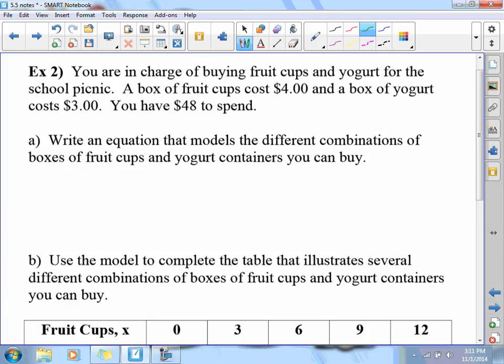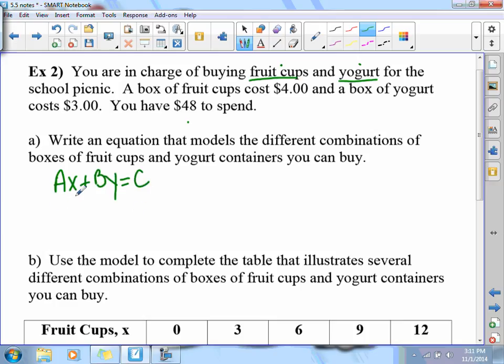Now, what you want to pay attention to is when you're reading these types of problems, you definitely have two separate items. You have fruit cups and you have yogurt. Now, in the other problem, we were just talking about one thing, stuffed animals. Okay? So here you have two things. So that means you're going to have standard form because you're going to have AX plus BY equals C. So you're going to have fruit cups plus your yogurt equals the total amount you have to spend. Okay? So when we write our equation, we're going to be following that format, the AX plus BY equals C.